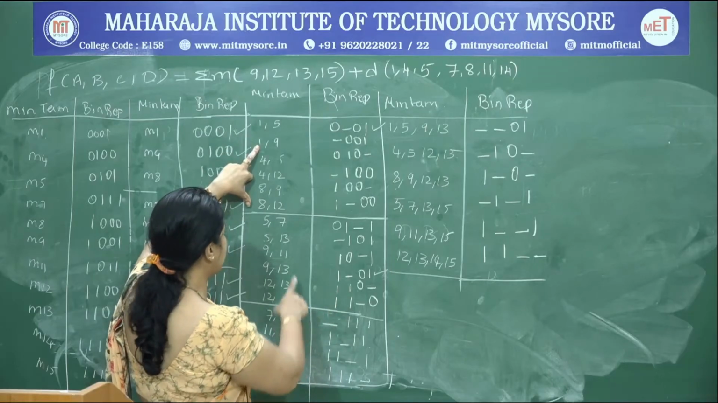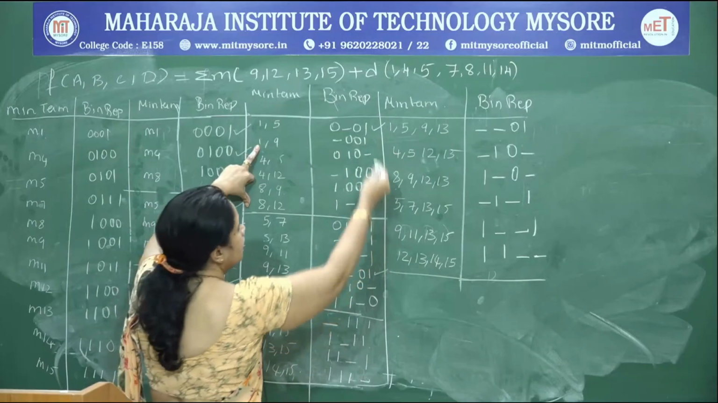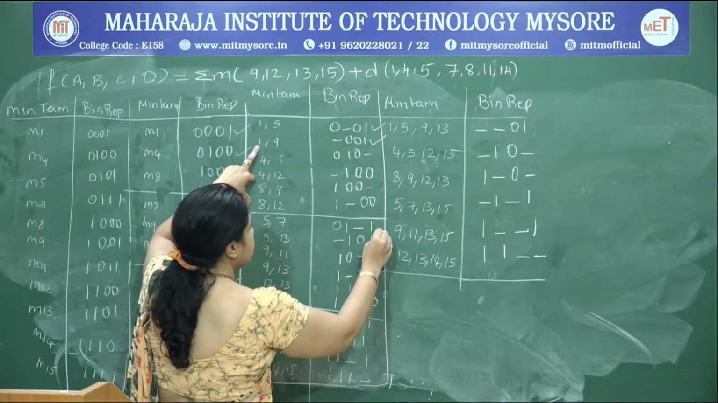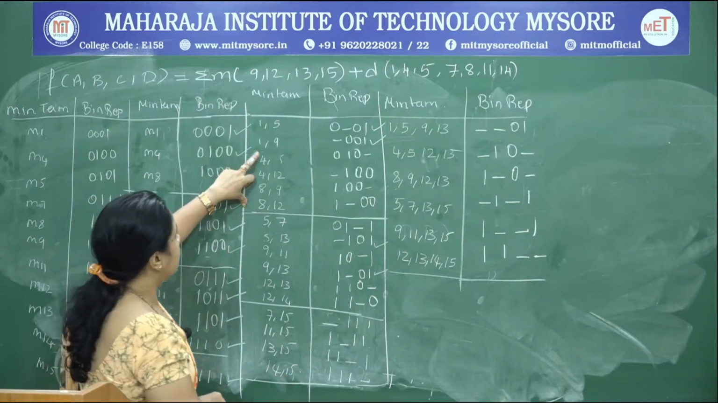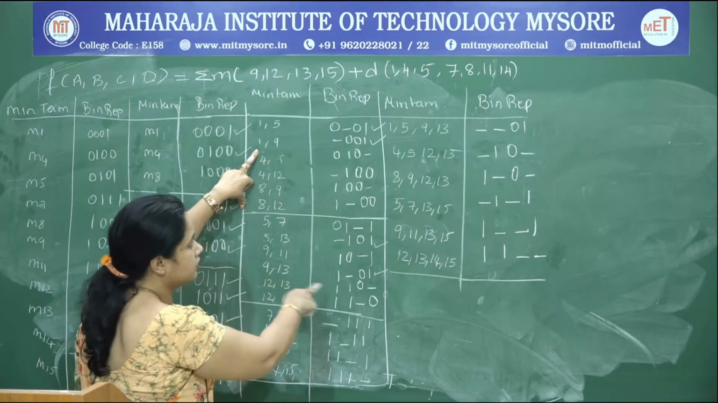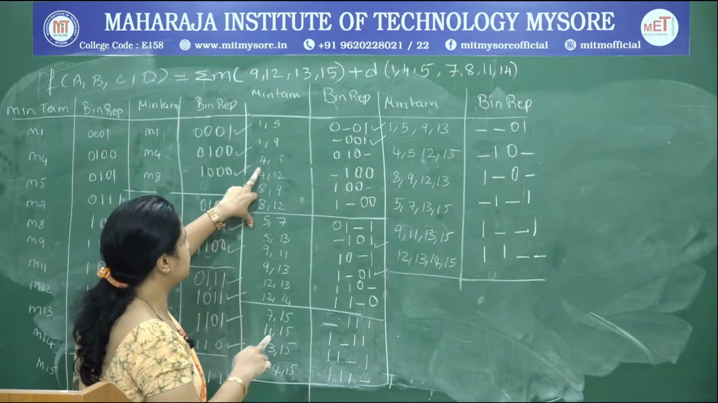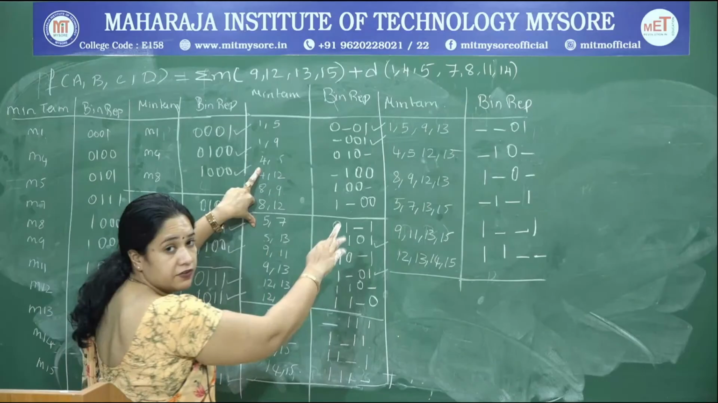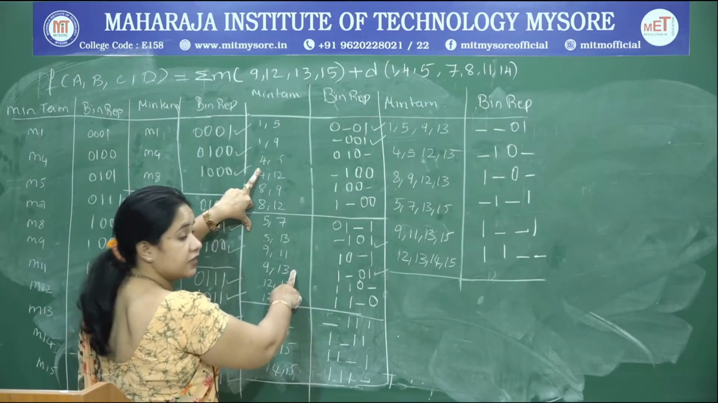So 1 9 and 5 7, no. 1 9 and 5 13, it has already been carried, you just put a check mark. Next, no other element varies by 1 bit position when compared with 1 9. We will proceed with 4 5. 4 5 with 5 7, no. 4 5 with 5 13, no. 4 5 with 9 11, no. 4 5 with 9 13, no.